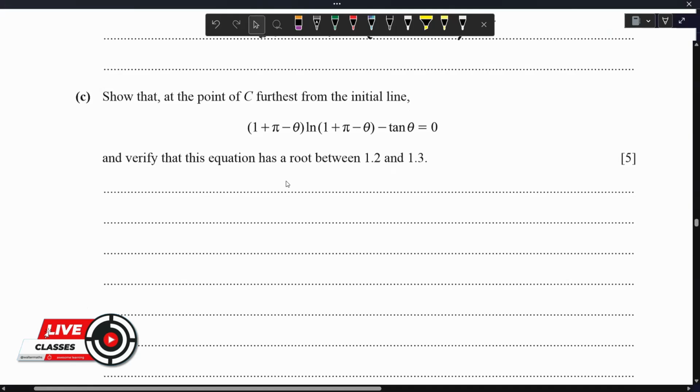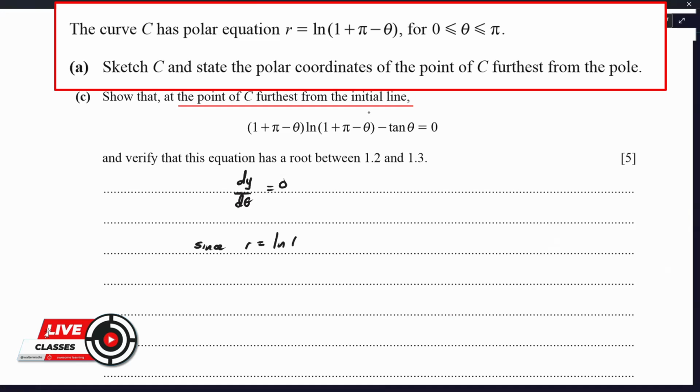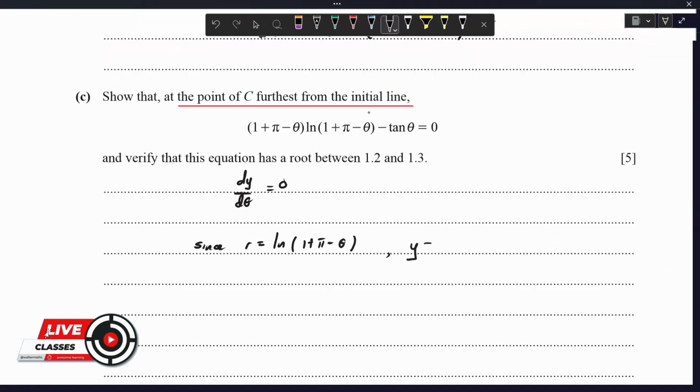Now, on part C, they say show that at the point of C, furthest from the initial line, 1 plus pi minus theta of ln of 1 plus pi minus theta minus tan theta is equal to 0. All right. So we're talking about the point furthest from the initial line, and that's when dy by d theta is equal to 0. So we have to express the equation in the form y in terms of theta. So r is equal to ln of 1 plus pi minus theta is the original equation. And we know that y is equal to r sine theta. So essentially, this leads to r being y over sine theta.